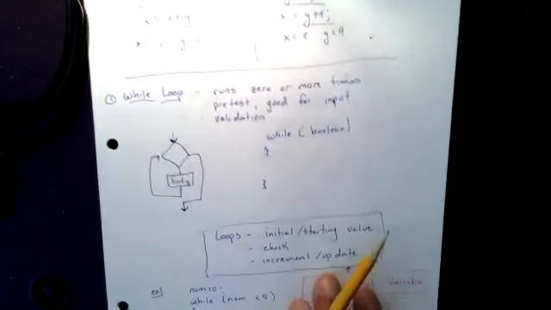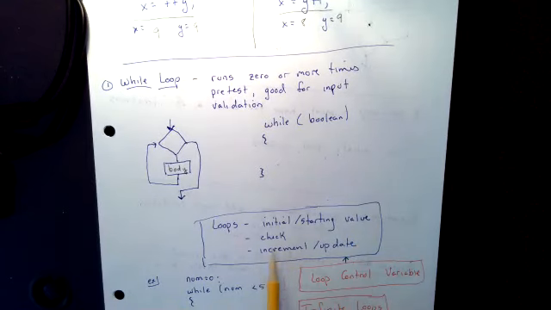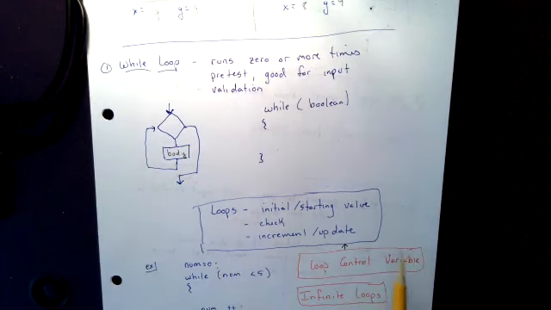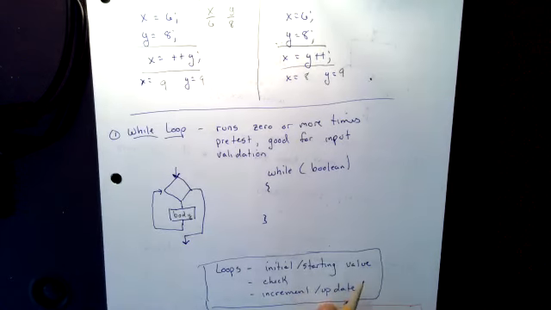In our loops, one of the things that I go over and over again is we have a loop and we use this variable that controls our loop, and we have to do 3 things to the variable that controls the loop. We have to give an initial value, some sort of starting value to get us going. We have to have a check, and then we have to have some sort of increment or update. We always need to have those 3 things going on.